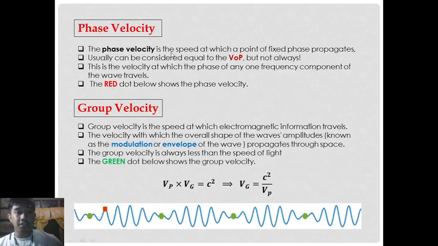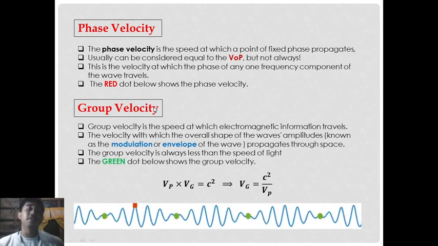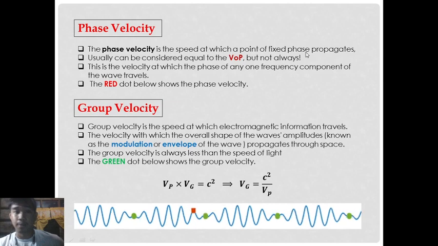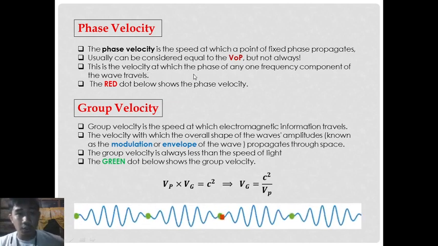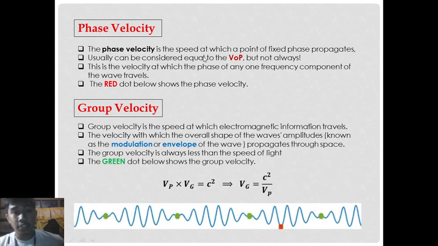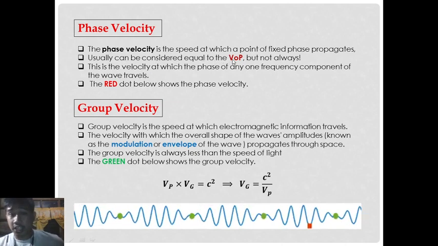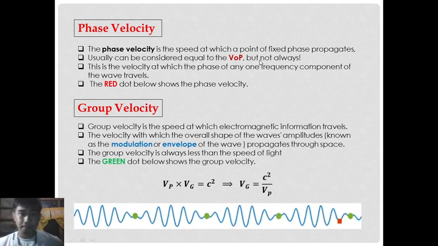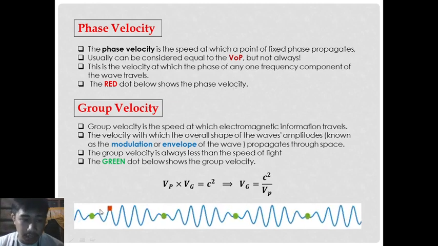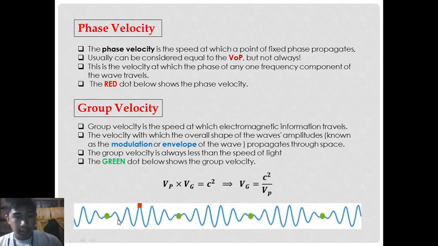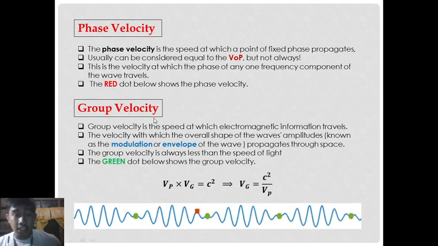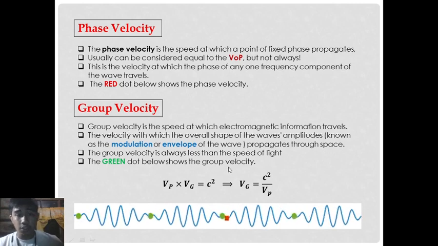Now we will talk about the phase velocity and the group velocity. Just brief. The phase velocity is the speed at which a point of fixed phase propagates. This is the velocity at which the phase of any one frequency component of the wave travels. Usually, it can be considered equal to the velocity of propagation, but not always. The red dot shows the phase velocity here. As you can see, the red dot is much lower than the green dot. The green dot is the group velocity.